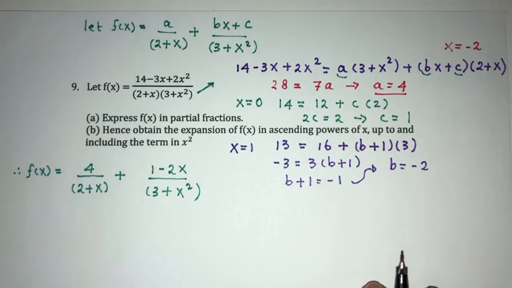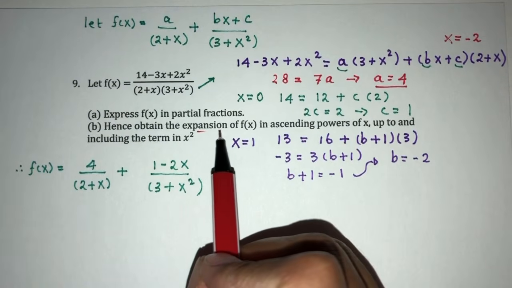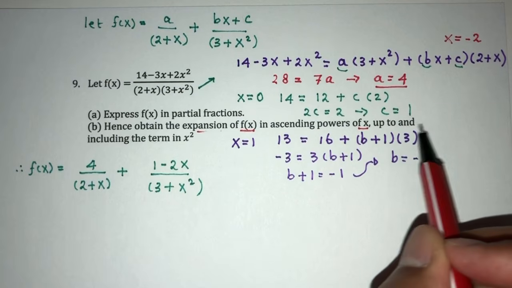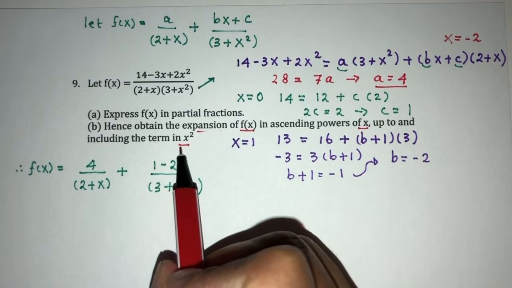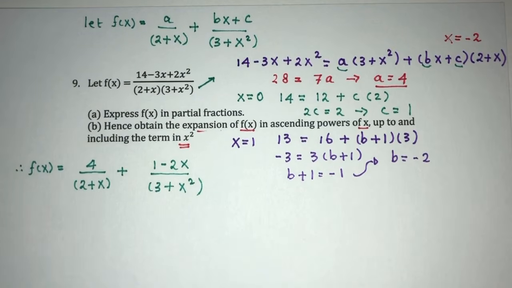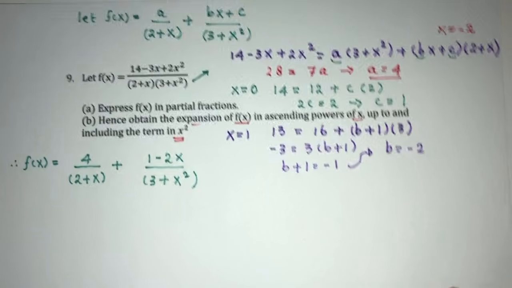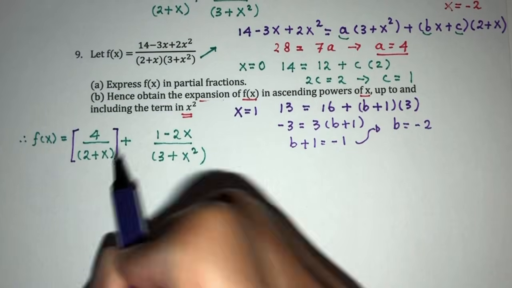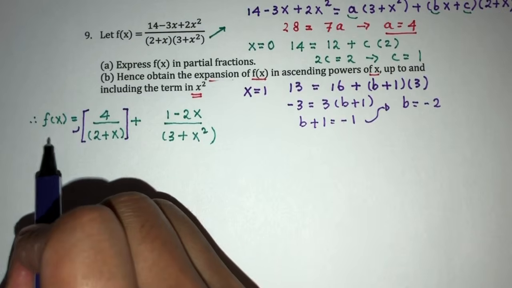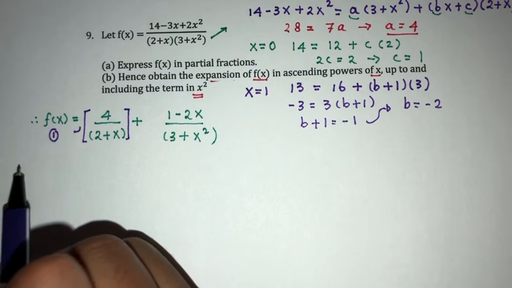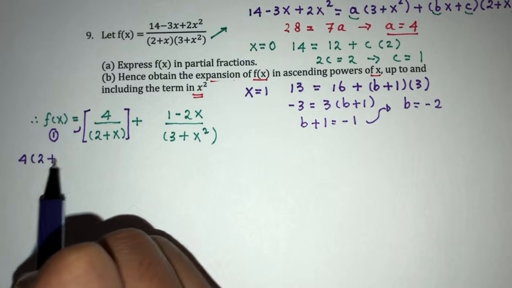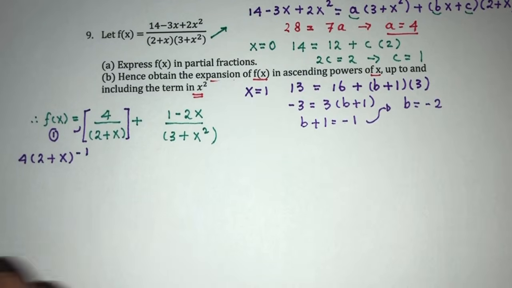Now for part b, hence obtain the expansion of f of x in ascending powers of x up to and including the term in x squared. So let's have a look at these two fractions one by one. Let's first try to expand this one. So let's call this number 1. If you observe, this is 4. Let's bring this up. That will be 2 plus x power minus 1.